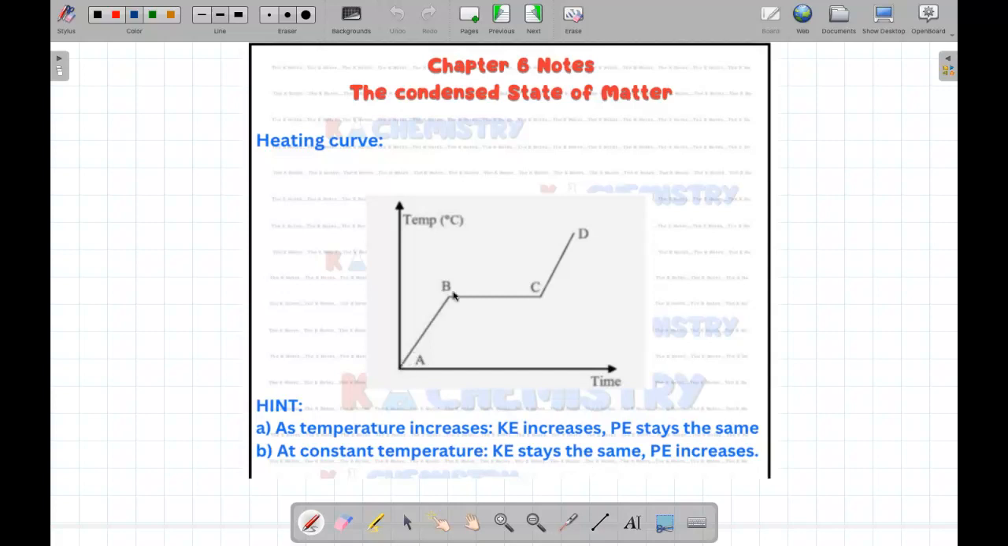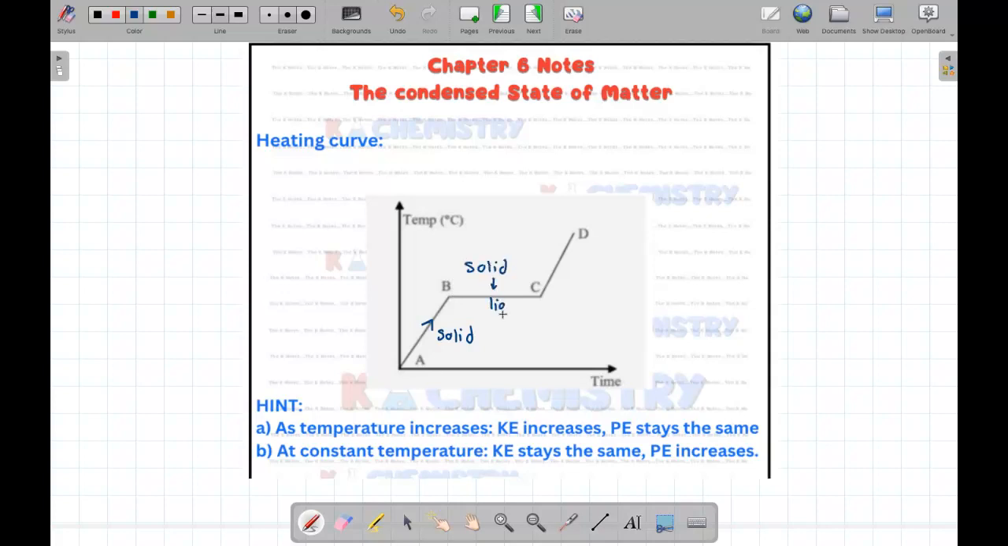So in this part from A to B, the temperature increases. So the kinetic energy of the particle increases while the potential energy stays the same. It's still in the same phase. Like if it is solid, it's still in the solid phase. If it is still solid, the potential energy is the same, only the kinetic energy is increasing by increasing the temperature. Now at a constant temperature, the PE increases because you are changing from solid into liquid.